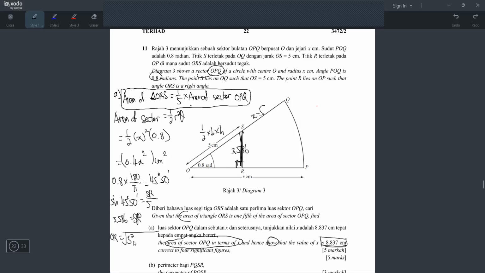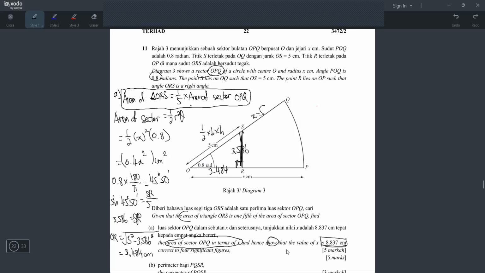So it will be 5 square minus 3.586 square. Why minus is because you're not finding the longer side. That's why you have to minus. Right? So 5 square minus answer square and then square root answer. 3.4839, which is 3.484 cm. So this is 3.484.